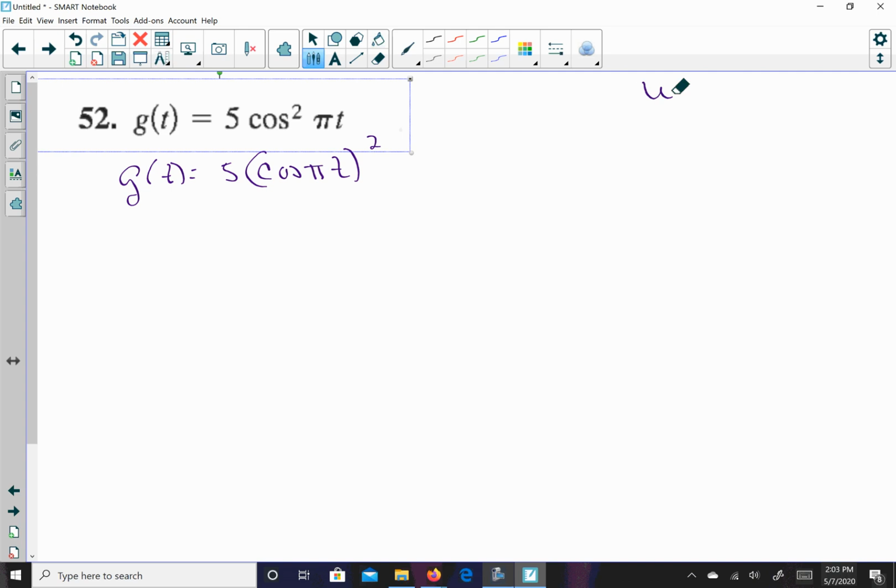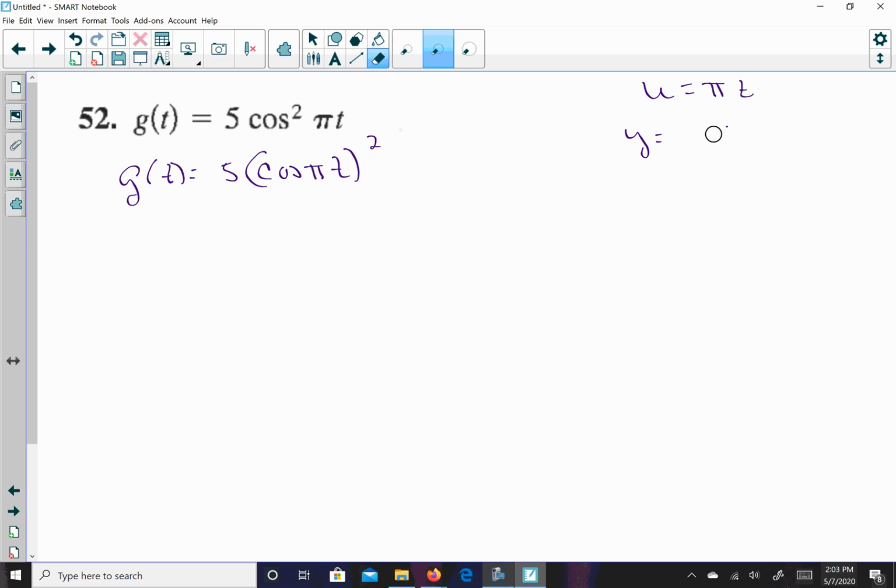If we want to start, u would be pi times t. Pick another variable. Let's say y would be u squared. Oh, no, did that wrong. The next thing that I have going on is the cosine, so then I would be taking the cosine of u, and then let's just go with g, that worked last time. And the last thing I have to do is take that y squared. So those are the three things that are happening to the t. It's being multiplied by pi, it's taking the cosine of pi times t, and then it's being squared.